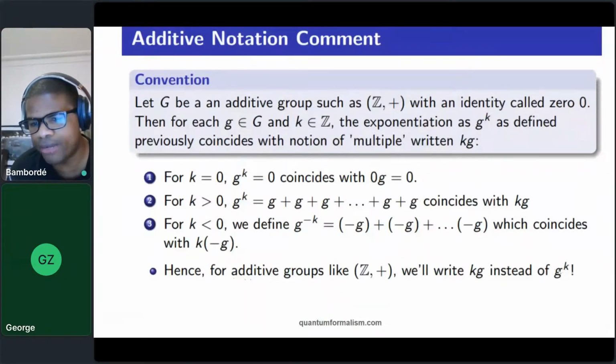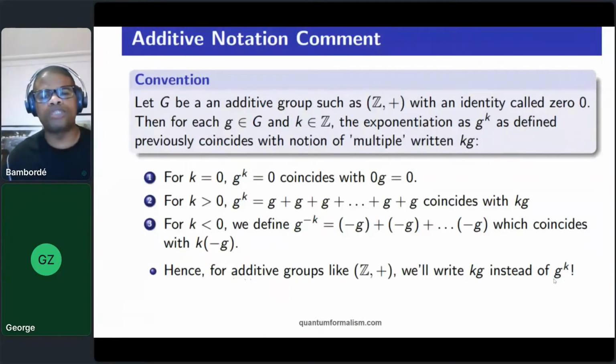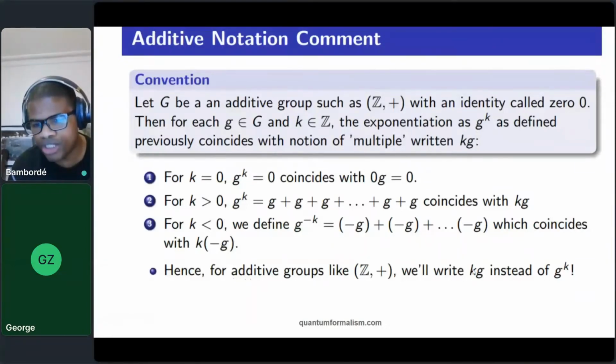We reserve this for when we are dealing with some sort of notion of multiplication, or if you want to be more precise, when we deal with multiplicative groups. So for additive groups, the convention is to just write this kj instead of this. This is just notation stuff that you need to be aware of. Okay, I hope I didn't confuse you. Let's see, no one is confused, so that's good.